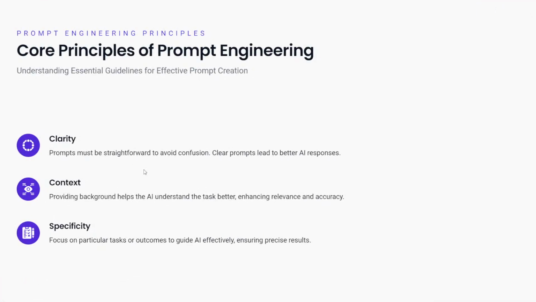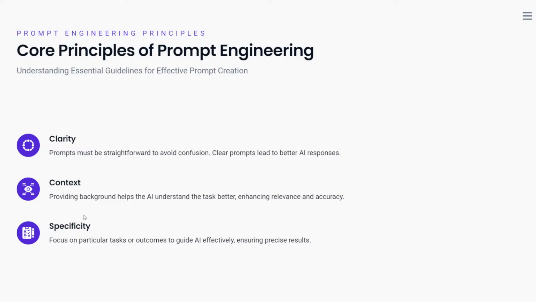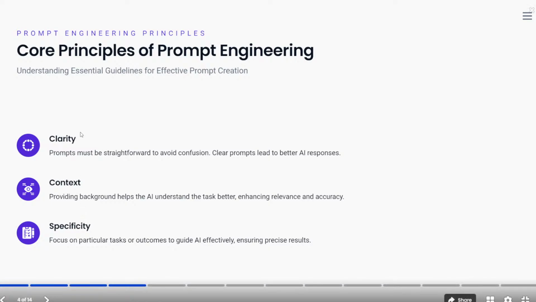Moving to the core principles of prompt engineering. These three are the core principles of prompt engineering: clarity, context, and specificity. Right? Now let us deep dive into it. First, let us discuss clarity.